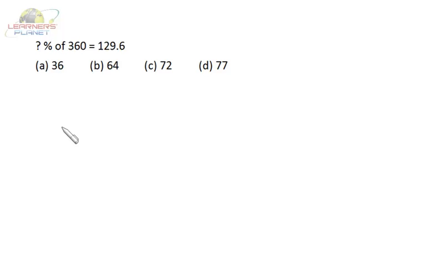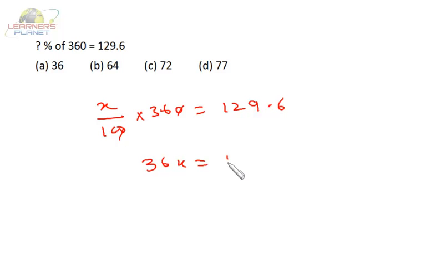Now in this question, x percent of 360 is equal to 129.6. X by 100 into 360 is equal to 129.6. Friends, even in this case, you can go by the digital root concept, or you can calculate it by the unit digit, since in all the options the unit digit is unique.